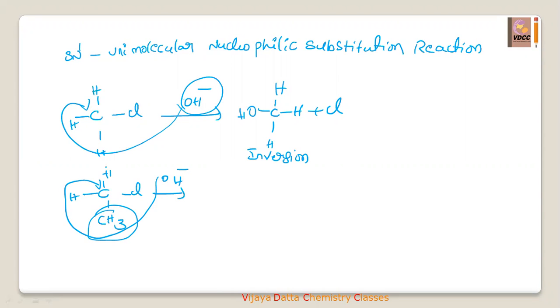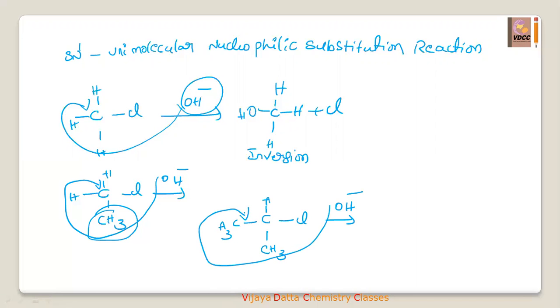Bulkiness is more. Suppose I replace one more hydrogen also with CH3, then attacking of OH minus from the back side becomes more difficult. Then the SN2 reaction becomes difficult because the bulky groups are increasing. Now this is called methyl, this is called primary, this is called secondary. This is what I explained at the start of the last video.